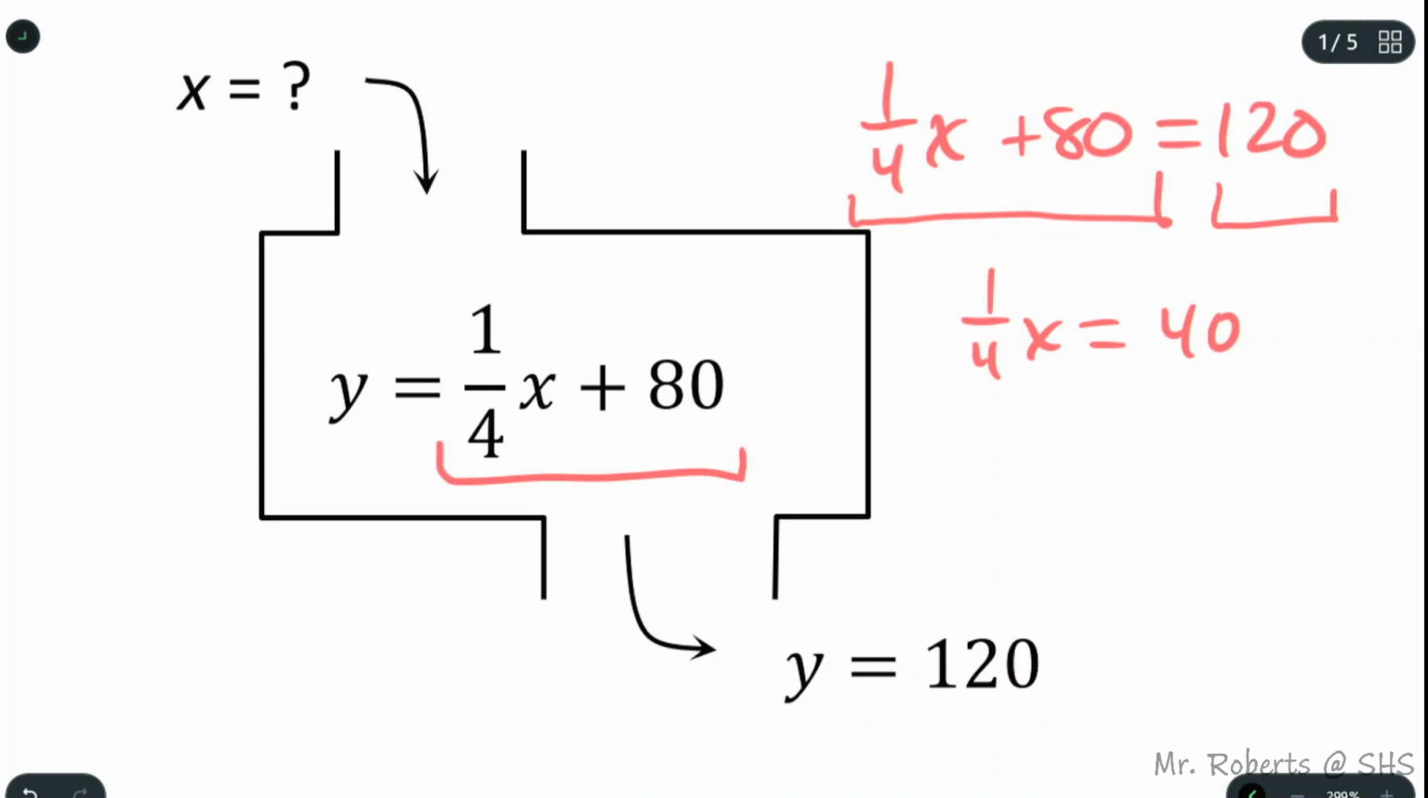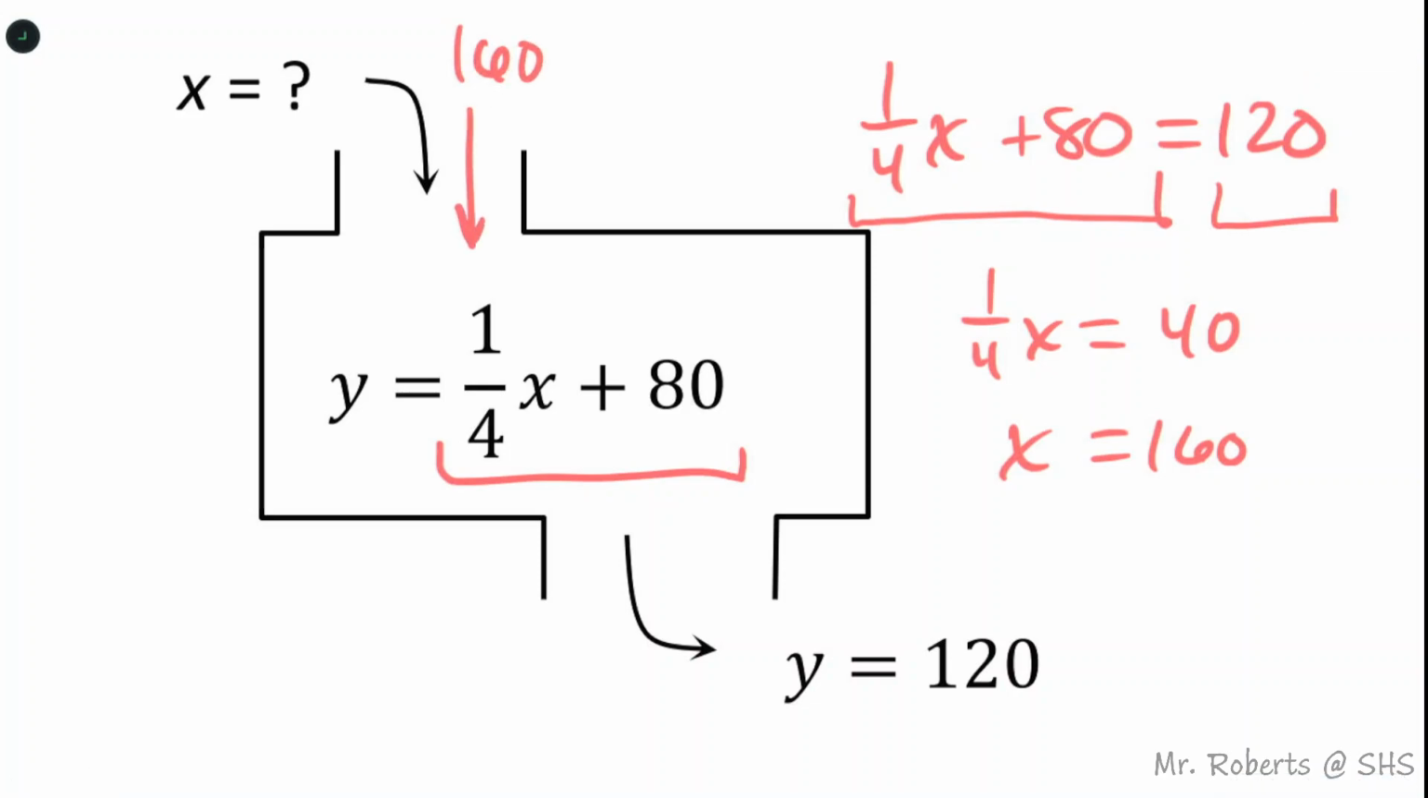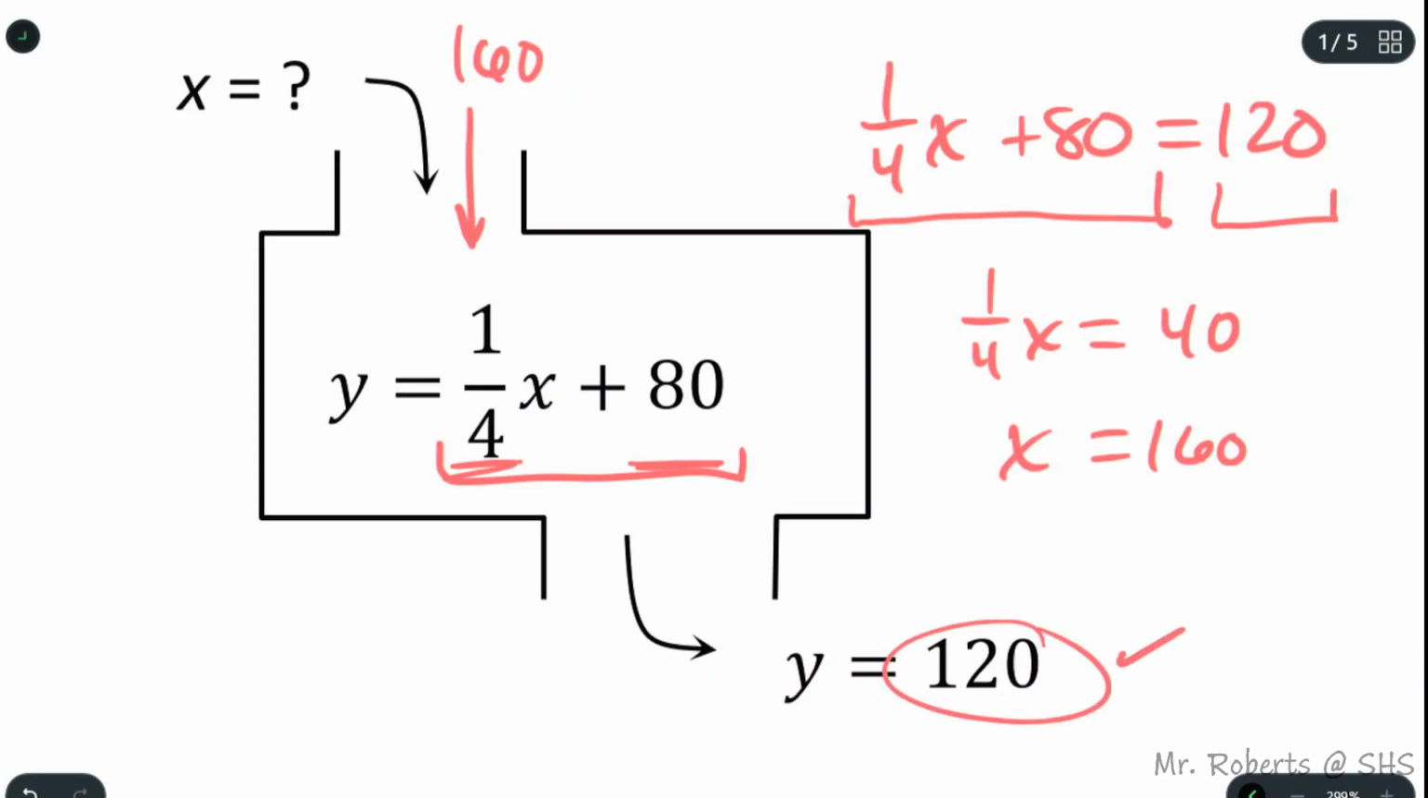And then if I multiply both sides of this equation by 4, over here 4 times 1/4 x gives me x, and on the other side multiplying by 4 gives me 160. So I believe when I pass 160 into this function, it produces an output of 120. And I can verify that, right? 1/4 times 160 is 40, and 40 plus 80 does give me 120. So this checks quite nicely. Let's go to question 2.